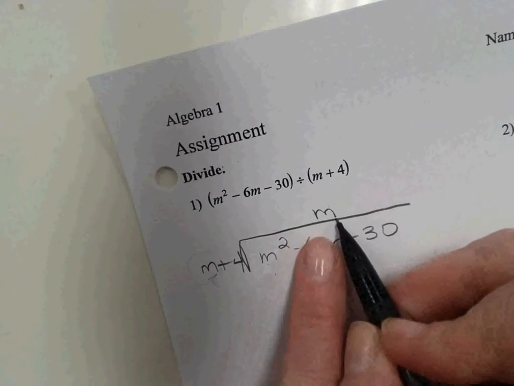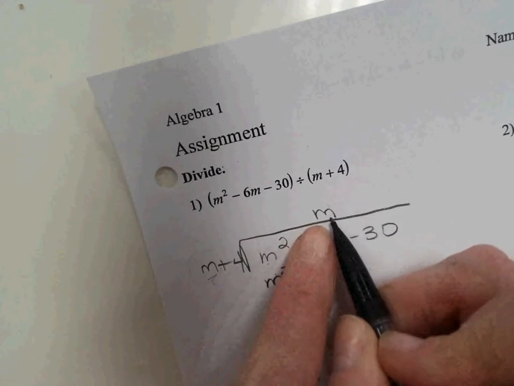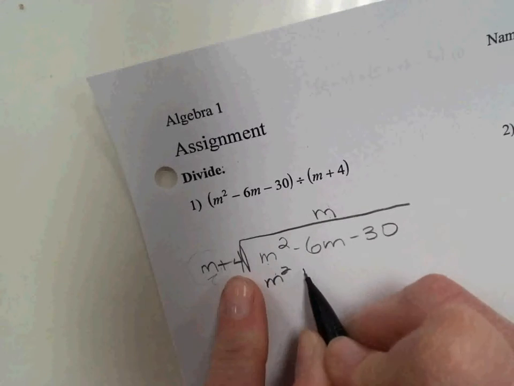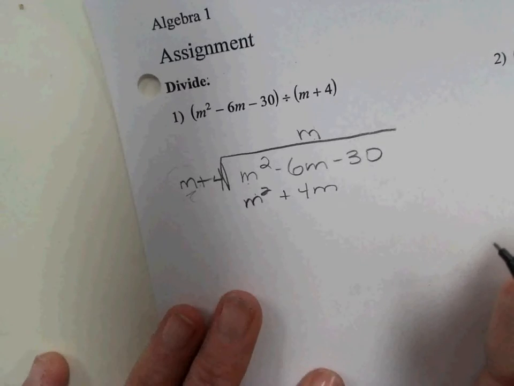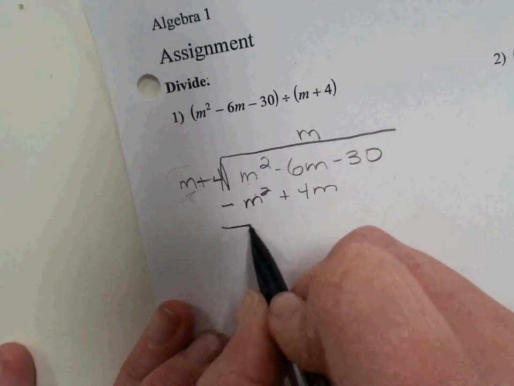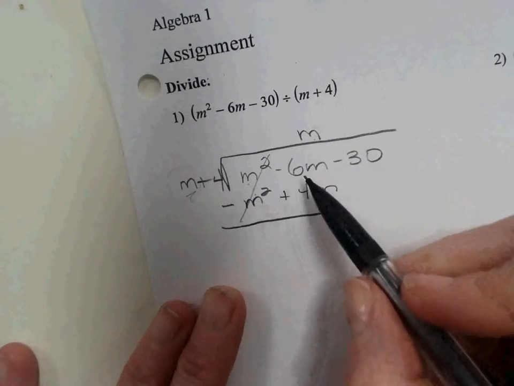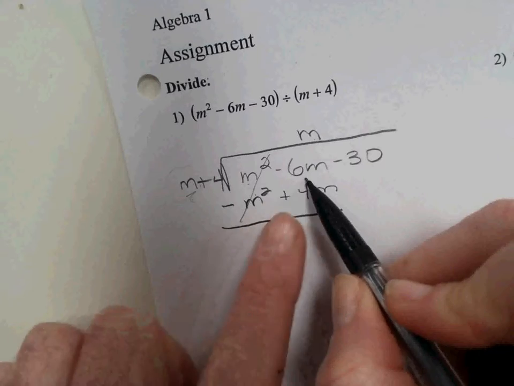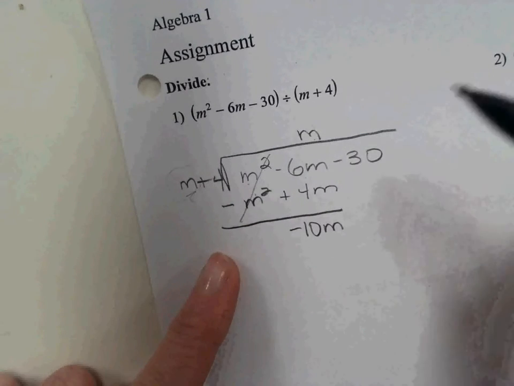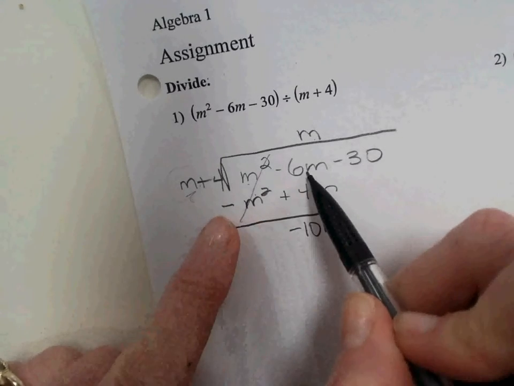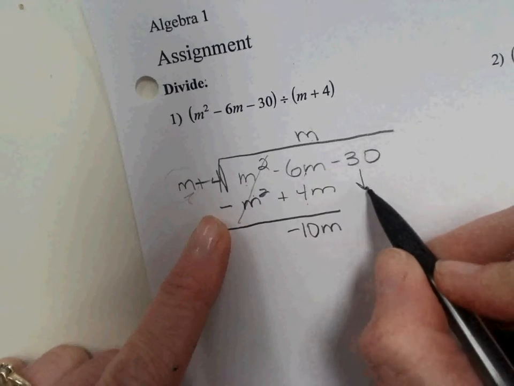And then we're going to multiply. M times m is m squared, and m times 4 is 4m. And then we subtract. The first two should always cancel. And the negative 6m minus 4m is negative 10m. Wouldn't it be negative 2m? So negative 6 minus 4. And then we bring down the next term. So minus 30.